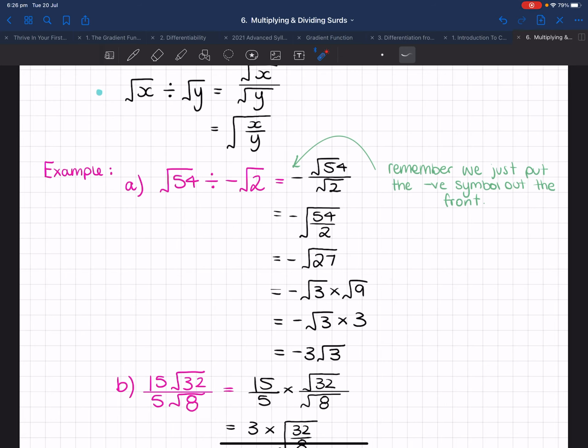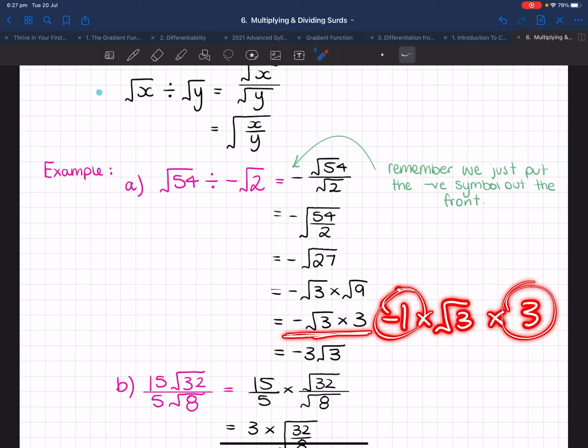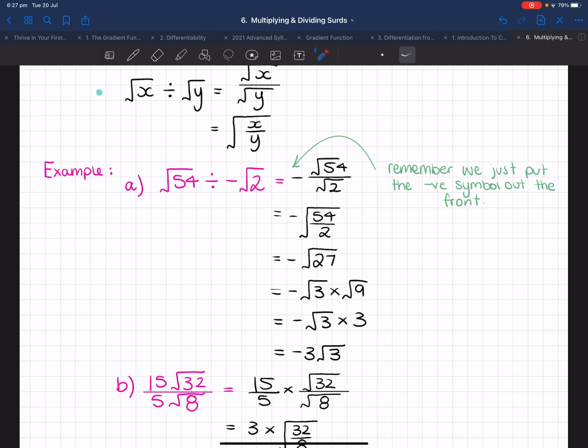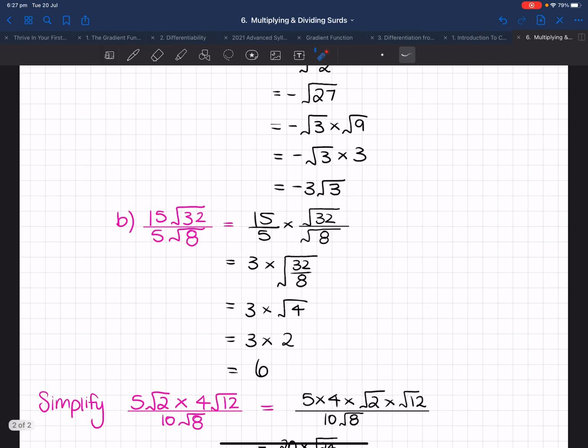So then we can break it down further into 3 and 9. The square root of 9 is just 3. We can't break down the square root of 3 any further. And remember, these are all multiplying together. It's like -1 times the square root of 3 times 3. We collect the things that are the same. So the numbers on their own, -1 times 3 is -3. And then we just leave the square root of 3 on the end.